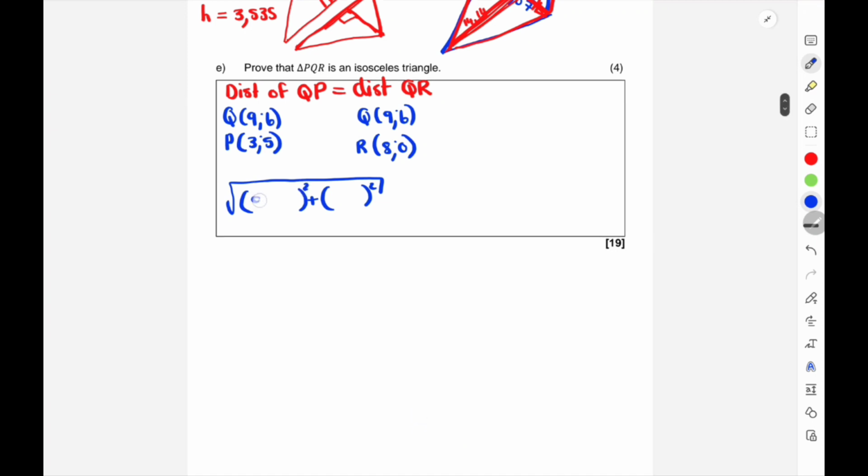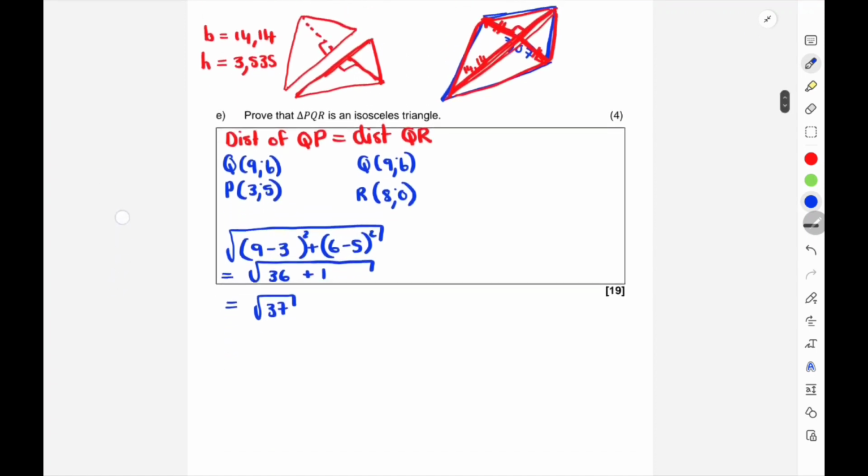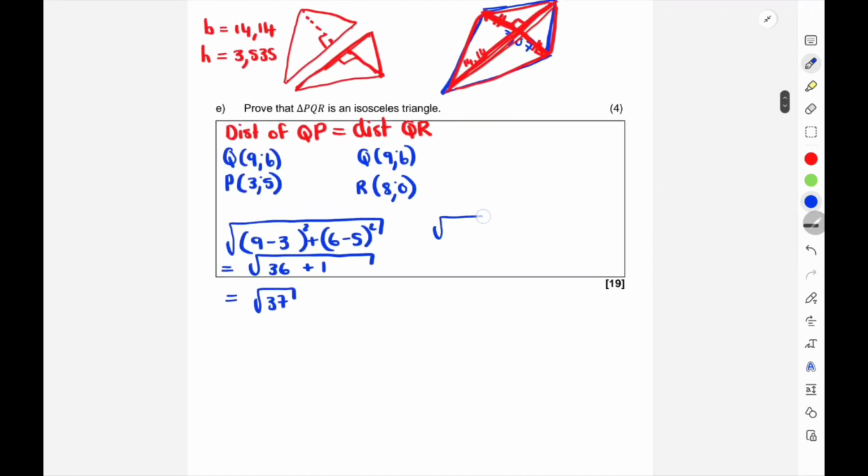Okay, the 2 x values subtracted and the 2 y values subtracted gives you 9 minus 3 is 6. 6 squared is 36. Plus 6 minus 5 is 1. 1 squared is 1, which gives you the square root of 37. I'm just going to keep it in that format. And then over here, the distance of QR.